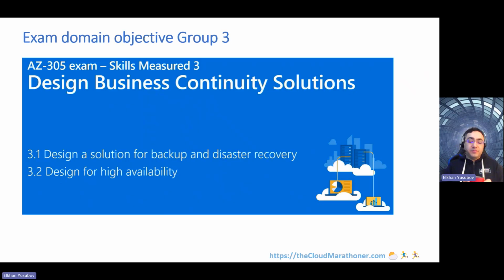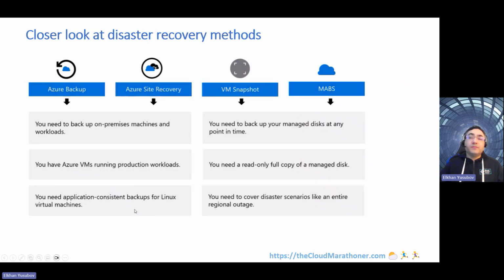Next, we have part number 3. And here we are talking about business continuity and disaster recovery, which talks more about backups and high availability that you can provide to your customers in the solution. And to understand this from a high level, you can also look into some disaster recovery options that could be offered to your customers within the Microsoft Azure environment.